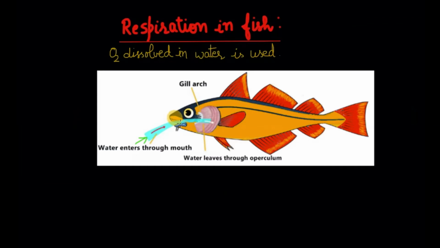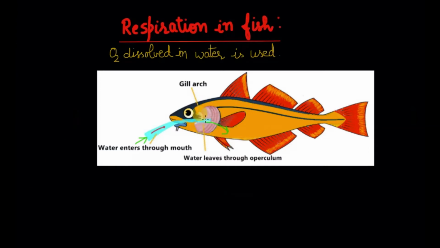After entering the mouth, the water is then sent to the gill chambers, and through a flap known as the operculum, it moves out. Gill plates are visible here. When this water moves over the gill plates, the gaseous exchange occurs here in the gill plates.